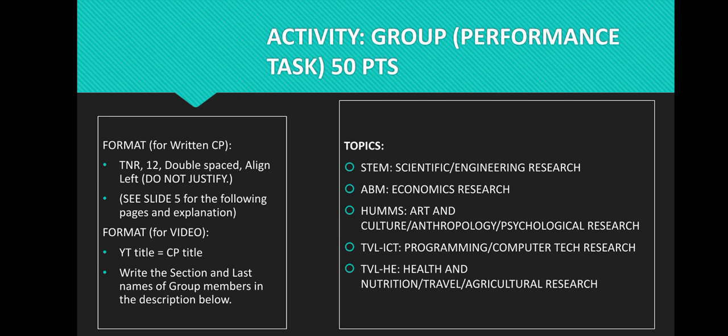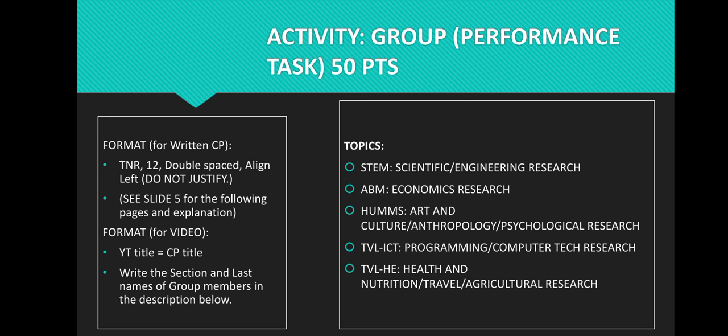Now, for the format of the video, when you upload it on YouTube, the YouTube title should be the concept paper title, the tentative title. And then on the description box, you write there the school, LPU-DAVAO, your section, and last names of the group members. Like I said, if one or two group members is not participating, just write their last name and then, in parentheses beside that, not participating.